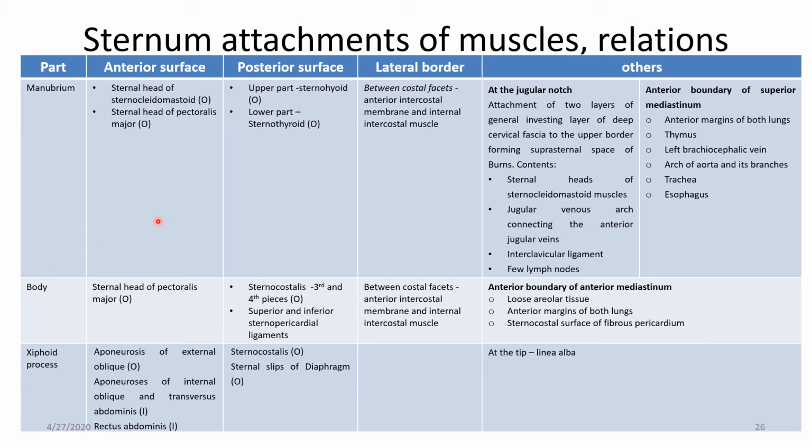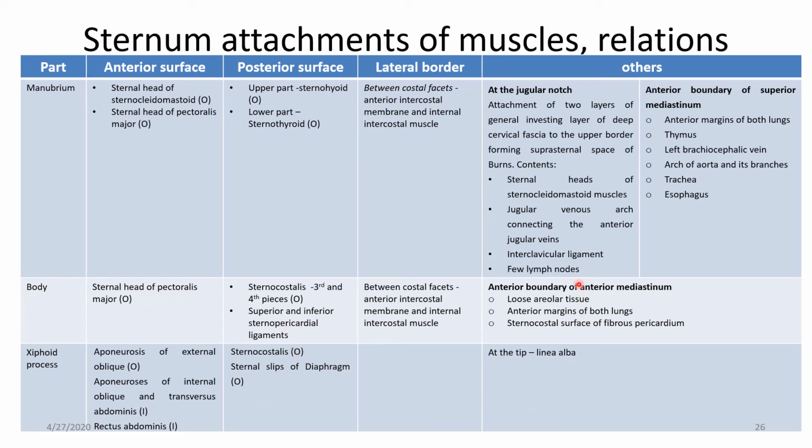Similarly, if you see the body, there is extension of the sternal head of pectoralis major muscle origin, and on the posterior surface, it will give attachment to the sternocostalis muscle and the superior and inferior sternopericardial ligaments, and between the costal facets, the anterior intercostal membrane and internal intercostal muscles. If you take the xiphoid process, it gives attachment to the aponeurosis of external oblique, then the aponeurosis of internal oblique and transversus abdominis and rectus abdominis. I means insertion, O means origin. Then the posterior surface has the extension of sternocostalis and the sternal slips of diaphragm, origin of these two.